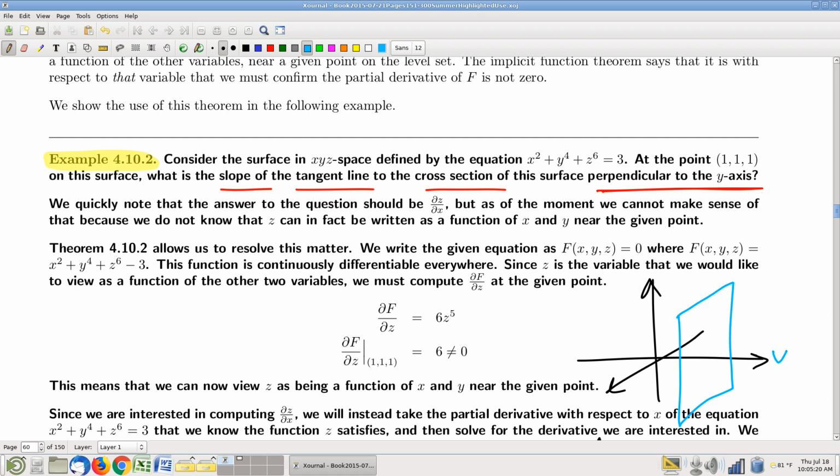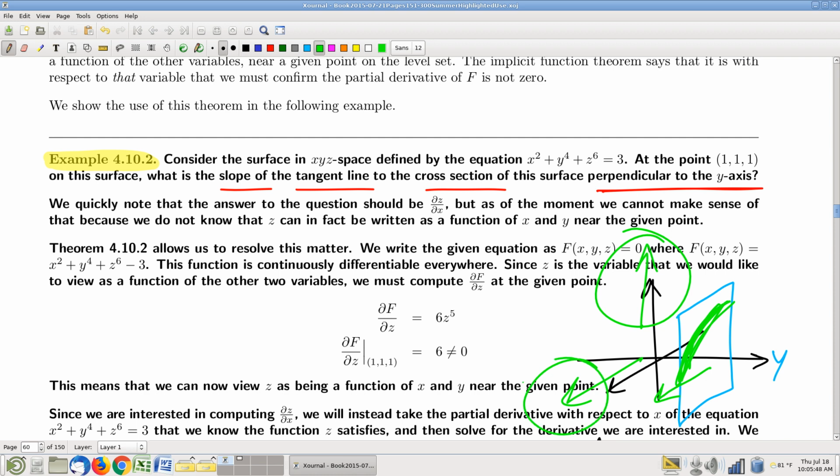That's the y-axis. And if you're looking for the slope of the cross-section of the original surface, whatever that surface is, slope of the cross-section in that plane, notice you are taking a derivative in the x direction. Right? So what I'm looking for here is the partial derivative of z with respect to x.